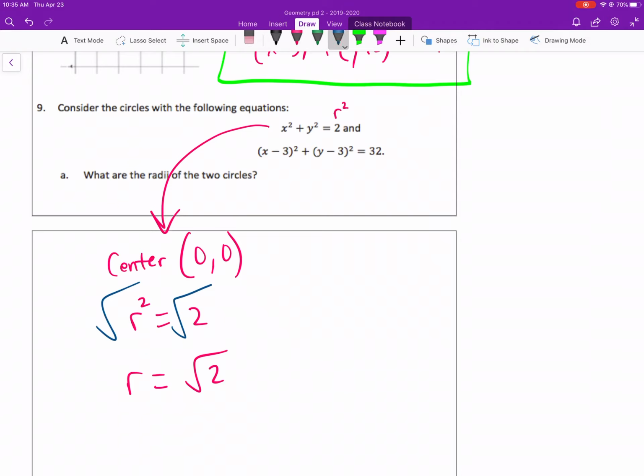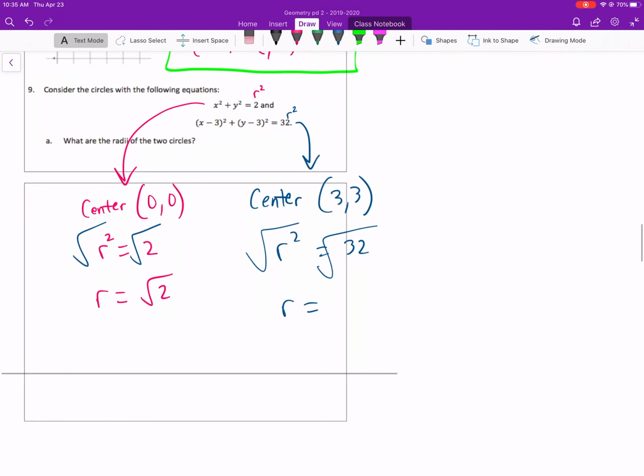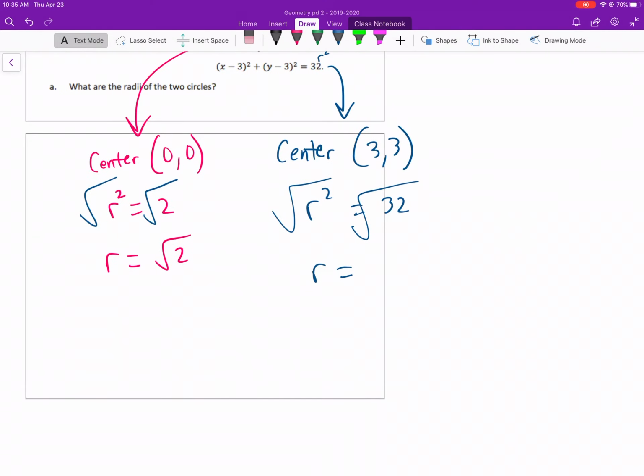All right. And here, x minus 3 squared plus y minus 3 squared, so your center is 3, 3. And your radius squared is 32. Square root both sides, you get that the radius is equal to radical 32. Now if I was grading you on a test, I would say if you left it as radical 32, that's fine. As we're moving on to Algebra 2, we really should be simplifying that.